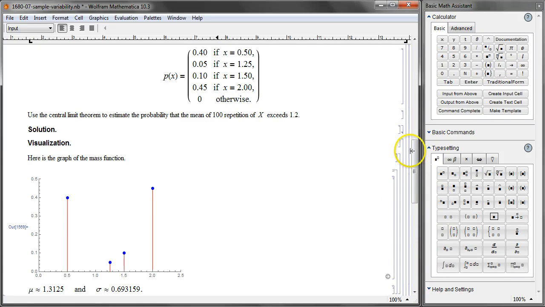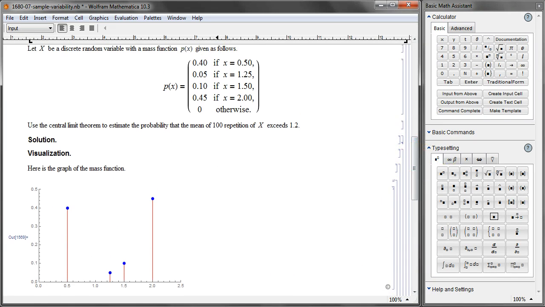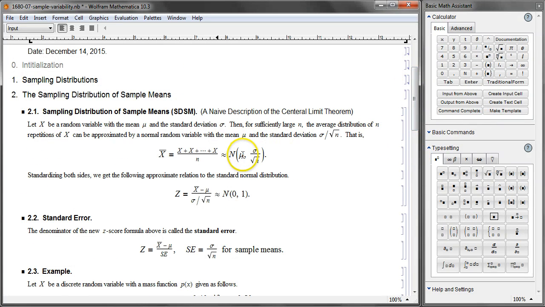Kind of like this. The first probability, when x equals 0.5, is 0.4, so that's the first height. And then the next height is 0.05, and the third height is 0.1, and the final height is 0.45. They all add up to 1. And this is the graph of the mass function. In order to utilize the central limit theorem, you gotta know the mean and the standard deviation, and standard error will be the standard deviation over square root of n.